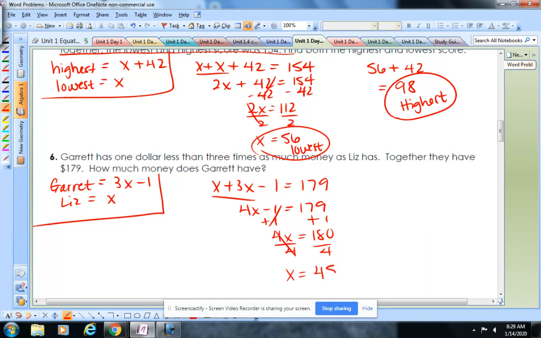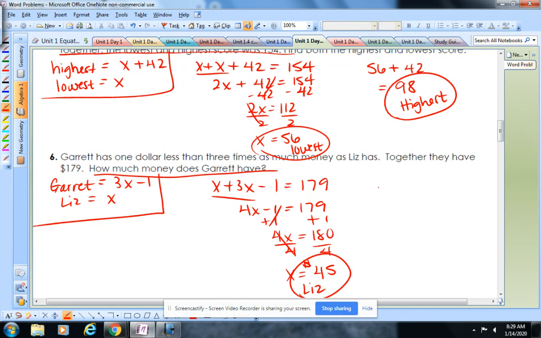Very good. And that's dollars, isn't it? Yeah, if we're talking about money, we put dollar signs. Y'all, where does the dollar sign go? Before or after the number? Okay, I know we say dollars after the number, but we put the symbol in front. So that's how much who has? Liz has $41. So the final question wanted to know how much Garrett has.